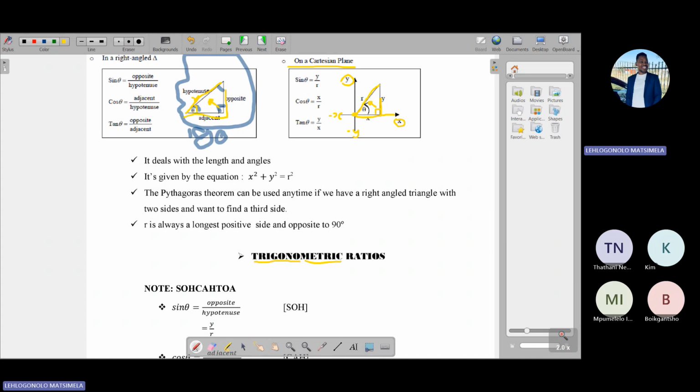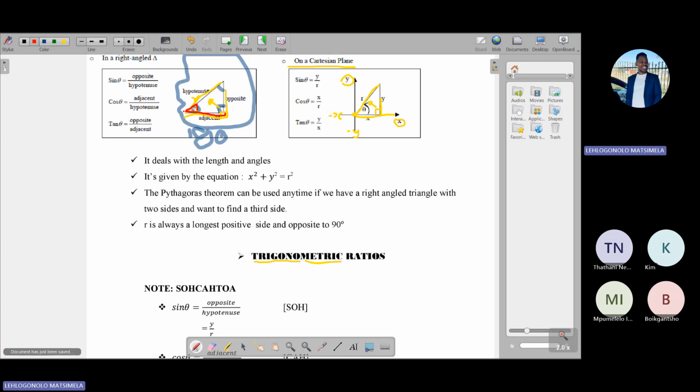From the line at angle 90, and then the line on which the angle sits, that line becomes our adjacent. How did they choose adjacent here? That's what I'm trying to explain: from the 90 degree, which is at this point, along the same line on which the angle theta is, this line itself becomes the adjacent.